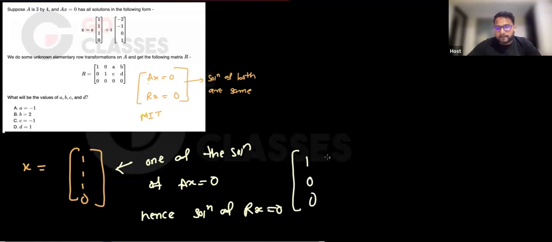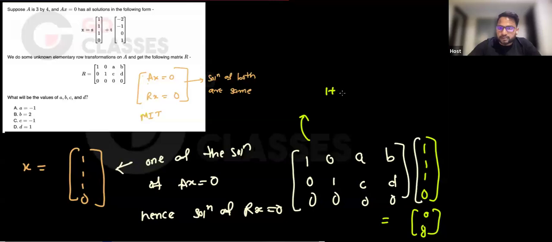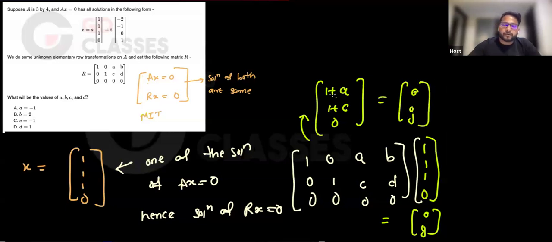which is 1, 0, 0, 0, 1, 0, a, c, 0, b, d, 0, right? If you take this R and if you take this x, which is 1, 1, 1 and 0, then this must be 0. Okay, this equation must be satisfied. So basically, if you do that, you will be getting a vector, which is these three, right? You need to just add these three, 1 plus c, 0. Okay, this vector must be 0. So you will be getting two equations from here.